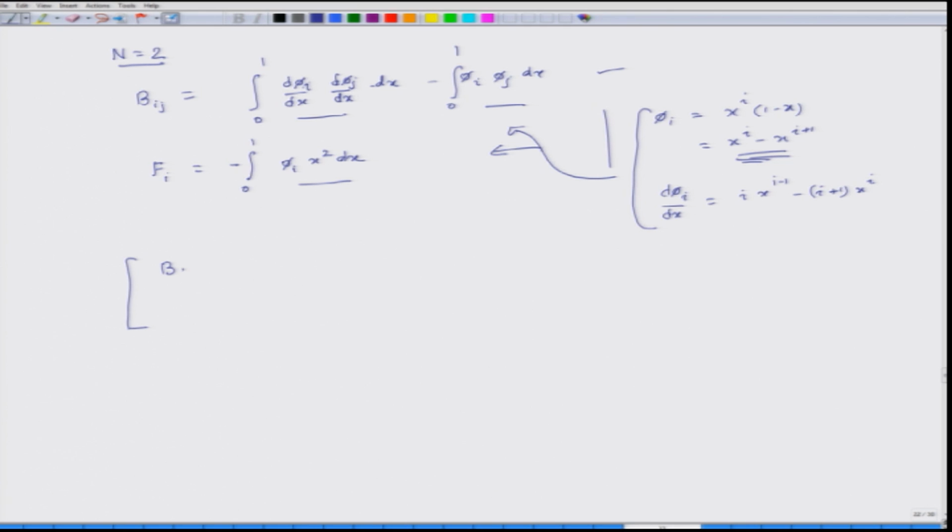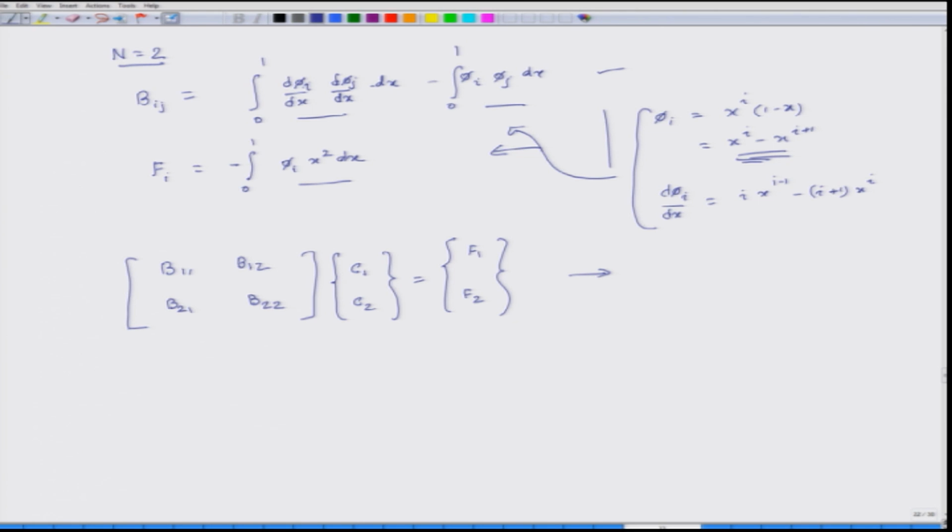So, I get for a 2 by 2 system I get this 2 by 2 system, and I can calculate from this. So, here f is known because I know phi I and I can integrate it. So, f is known, also these b's are known, the only unknowns are C1 and C2. So, I can calculate C1 and C2 in terms of f and B matrix. Okay.